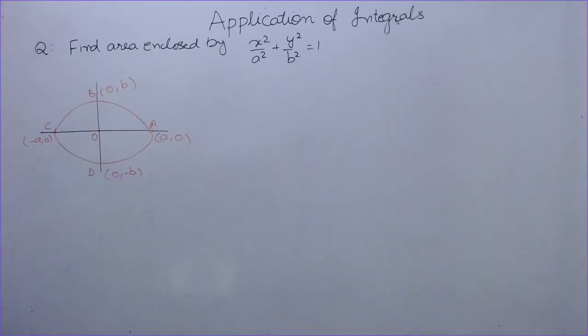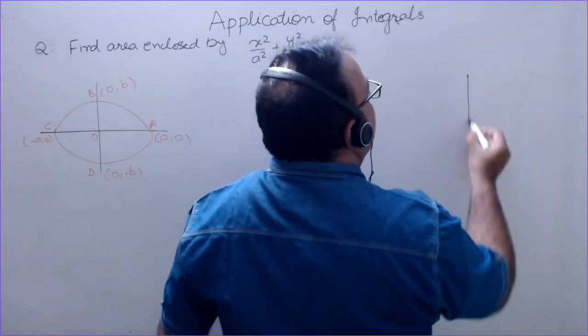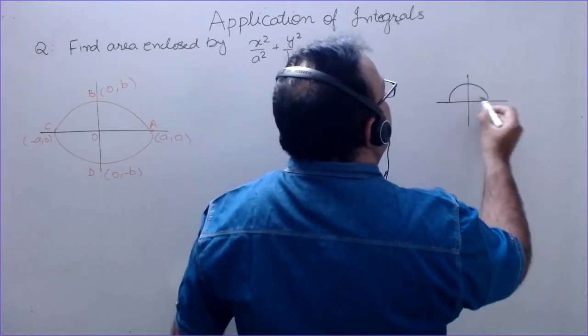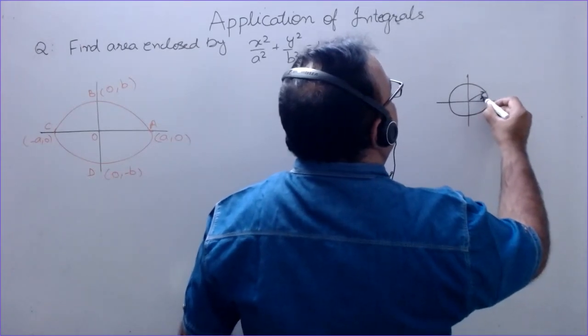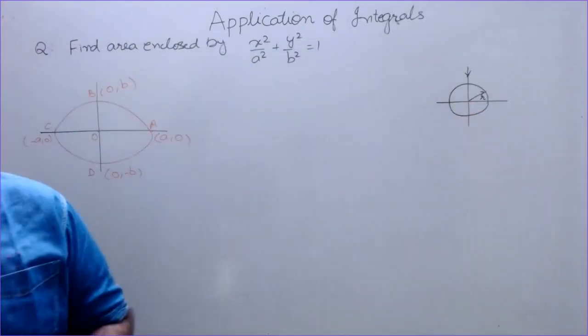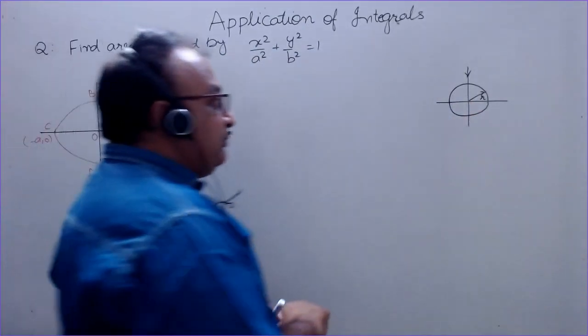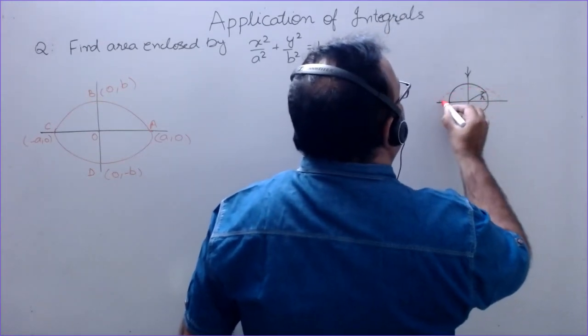Now the concept remains the same because this is also symmetrical in all the 4 quadrants, just like a circle. One thing should be very clear to you: this circle, which has radius r, if I apply a force in this direction such that this circle is converted into an ellipse, one of its axes is extended and the other is reduced.